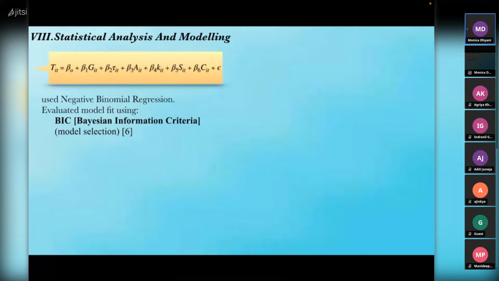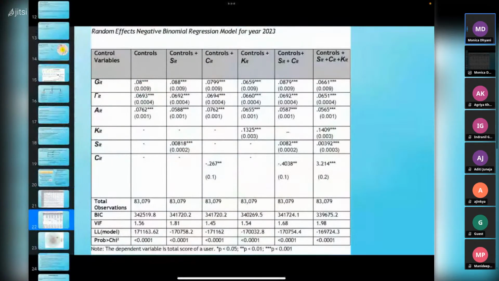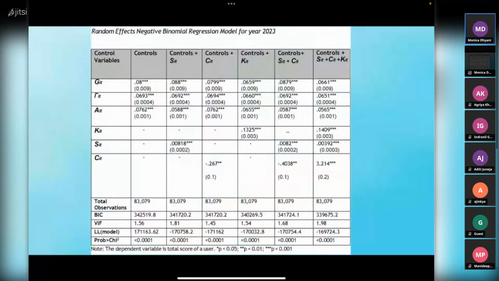So I show you the models I worked with. I had 6 models, where in the first model I took controls only. Controls means badges, like gold badge, number of accepted answers, and activity only. Then in the second model I incorporated strength also. Then third CIT alone, then KIT, and in this way onwards.